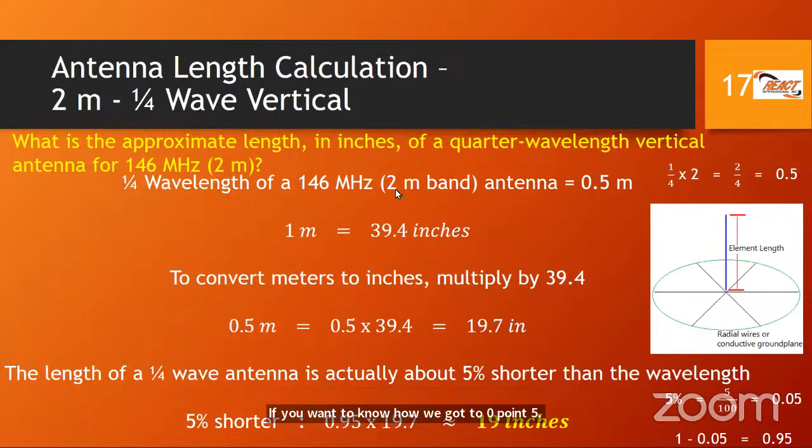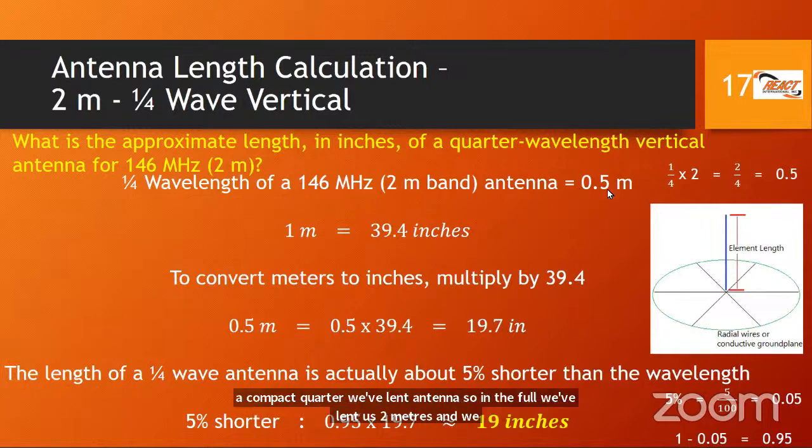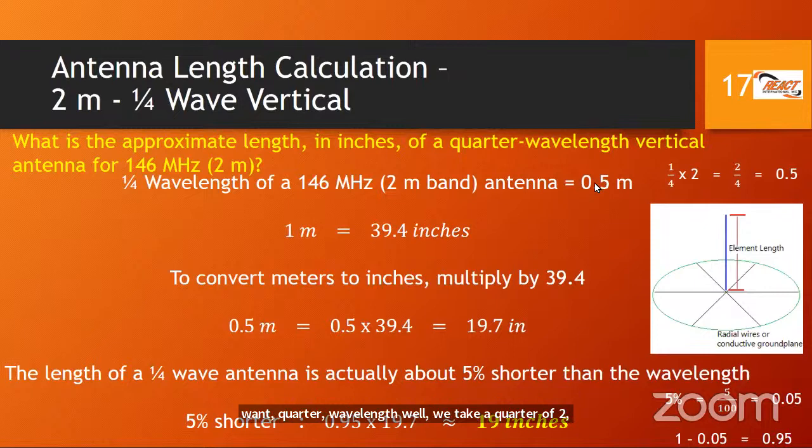So the wavelength of the 2-meter band, full wavelength, is 2 meters. But we are trying to construct a compact quarter wavelength antenna. So if the full wavelength is 2 meters and we want quarter wavelength, well, we take a quarter of 2, which is 0.5. So that's 0.5 what? Meters. And what did they ask us for in the question? They asked us what is the approximate length in inches.